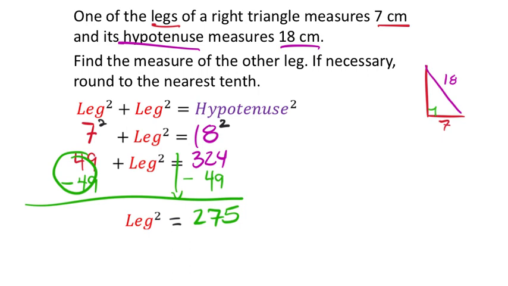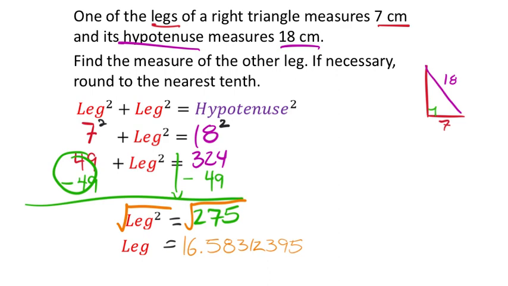The last thing here I want is a regular leg, not a leg to the power of 2. So I'm going to take leg squared and square root it. If I do it to one side, I must do it to the other side. But then again, this goes back to the calculator. I got the square root of 275, enter, and this is the number I get from my calculator.